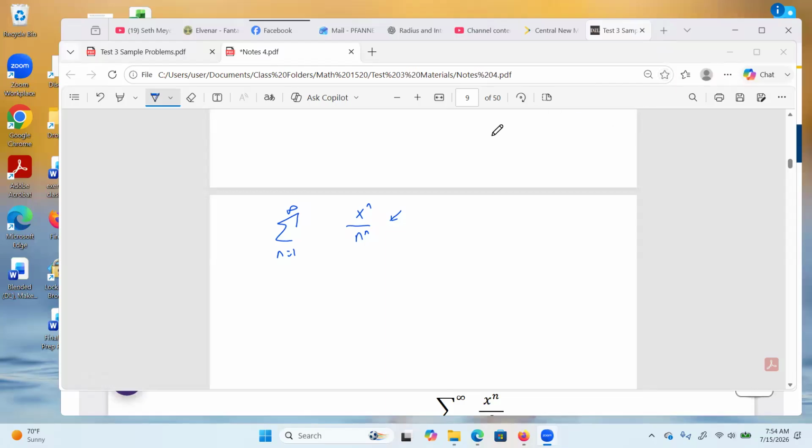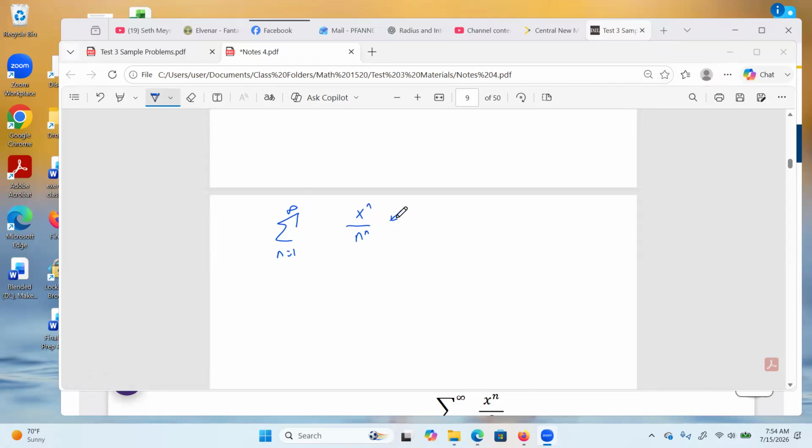We are going to examine the series from n goes from 1 to infinity of x to the n divided by n to the n. We're going to see how this works. So we have to figure out the radius of convergence on this one and the interval of convergence.